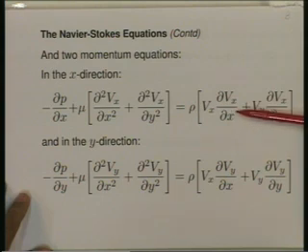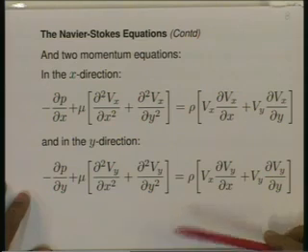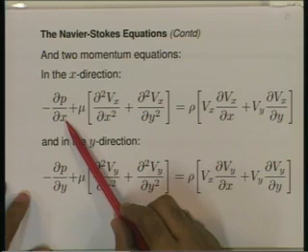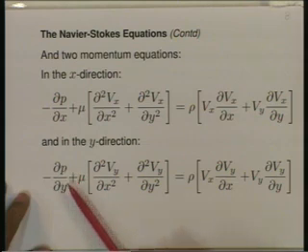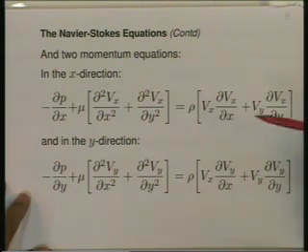The equation in the y direction is very similar. You will notice that the variation of pressure in the x direction occurs in the x direction momentum equation, and the variation of pressure with respect to y occurs in the y direction momentum equation. And on the right hand side, you will notice that here you have derivatives of Vx with respect to x and y, and here you have derivatives of Vy with respect to x and y.